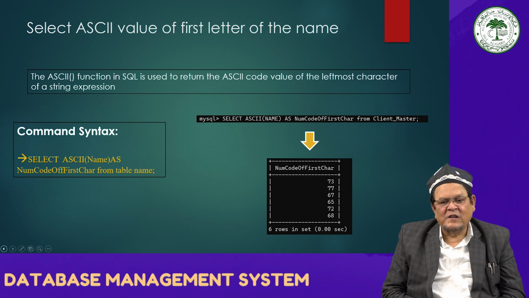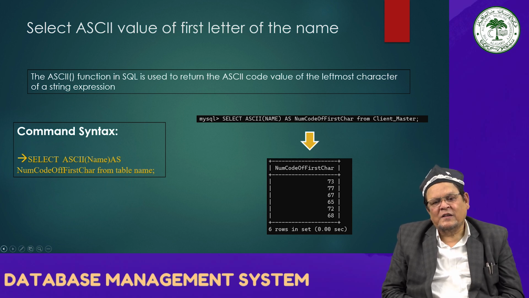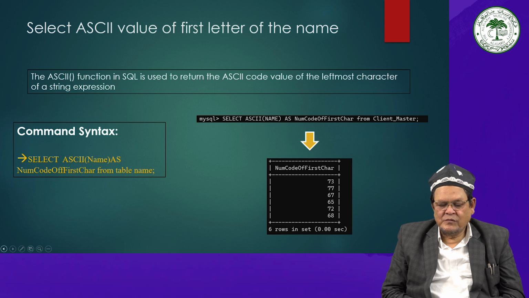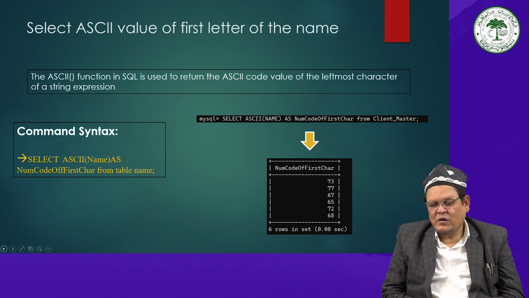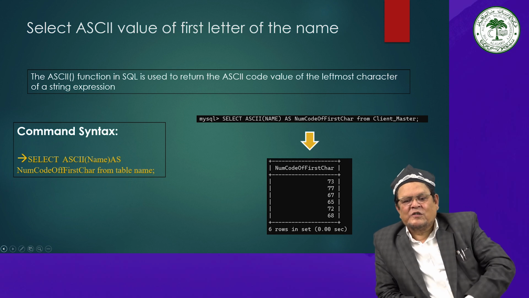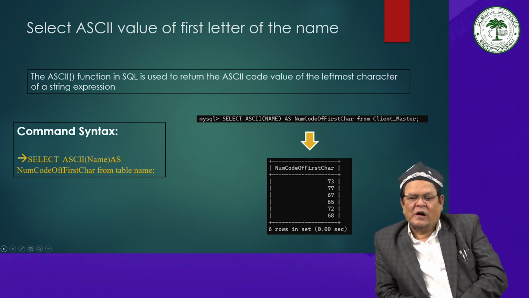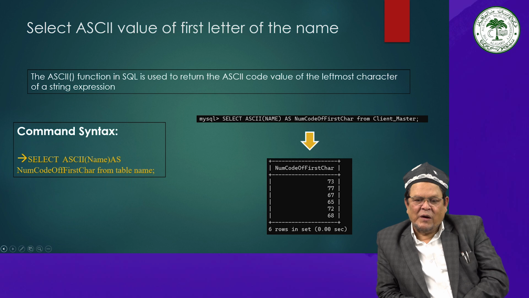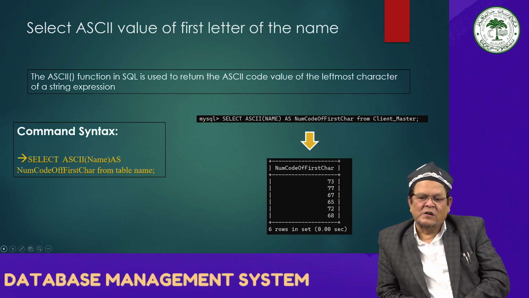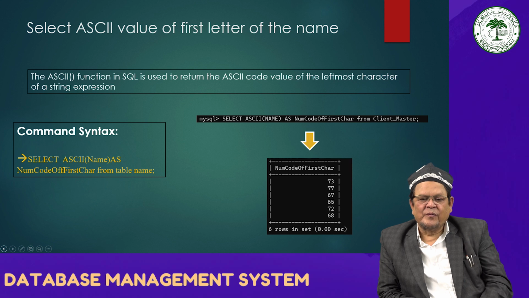SELECT ASCII(name), it means the attribute name you want, AS num_code_of_first_character FROM client_master. It will display the num code of first character like 73, 77, 67, whatever. There are 6 rows, 6 names in the client master. Depending on the first ASCII character, it will display.